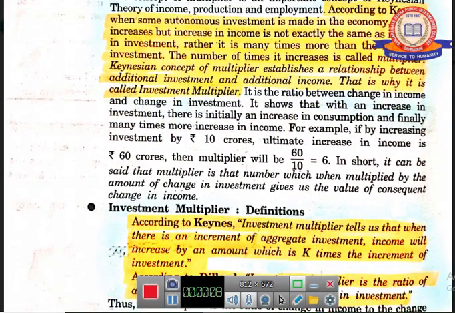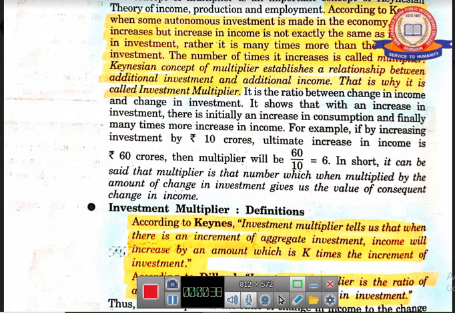First is investment multiplier. According to Keynes, when some autonomous investment is made in the economy, income increases. But the increase in income is not exactly the same as the increase in investment. Rather, it is many times more than the increased investment. The number of times it increases is your multiplier. The Keynesian concept of multiplier establishes a relationship between additional investment and additional income. This is why it is called investment multiplier.